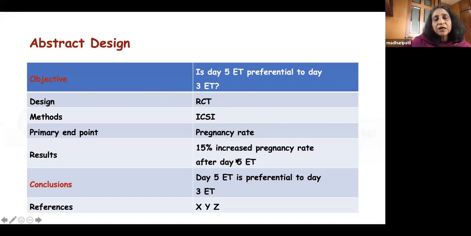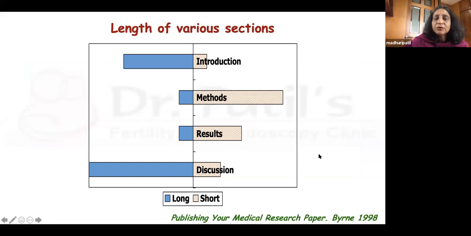And therefore, you conclude that day 5 transfers are much better, and then you give the references for it. So this is how an abstract design should be. Then we go to the main text.